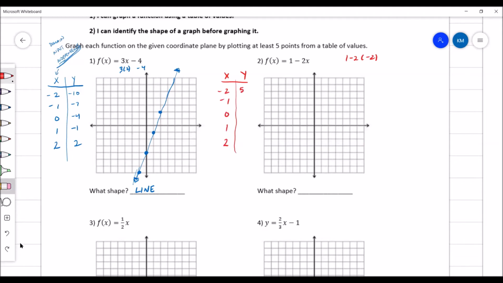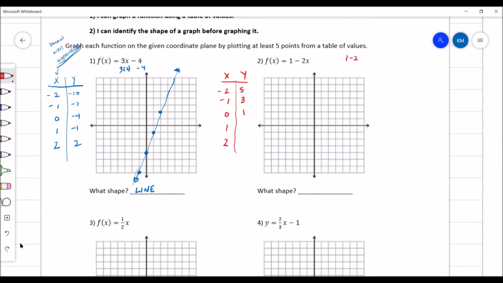Okay, do the same thing here. And now it should be -1. -2 times -1 is 2. 1 plus 2 is 3. Great. Same thing here with 0. 1 minus 0 should be 1.